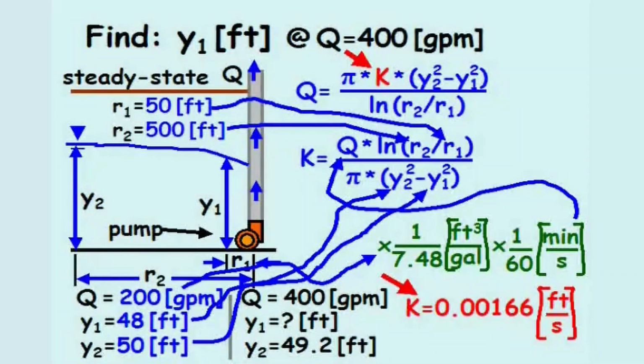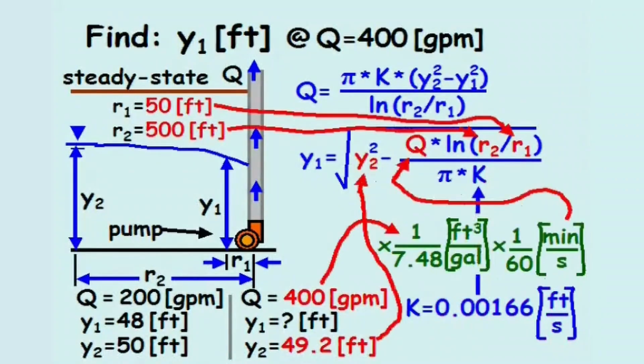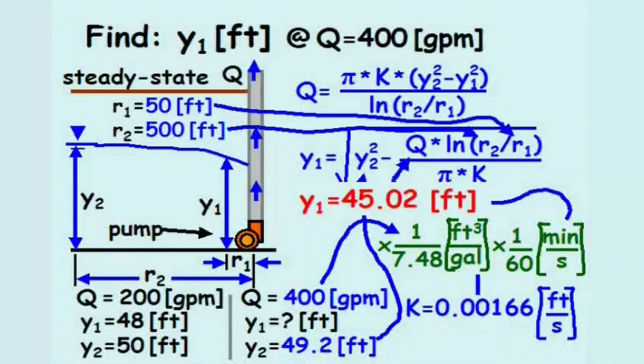Since the hydraulic conductivity is equal for both the Q equals 200 gallons per minute and Q equals 400 gallons per minute, the same value of K can be used for the larger flow rate. The other values are also plugged in, and the groundwater level at Y1 at a pumping rate of 400 gallons per minute equals 45.02 feet.